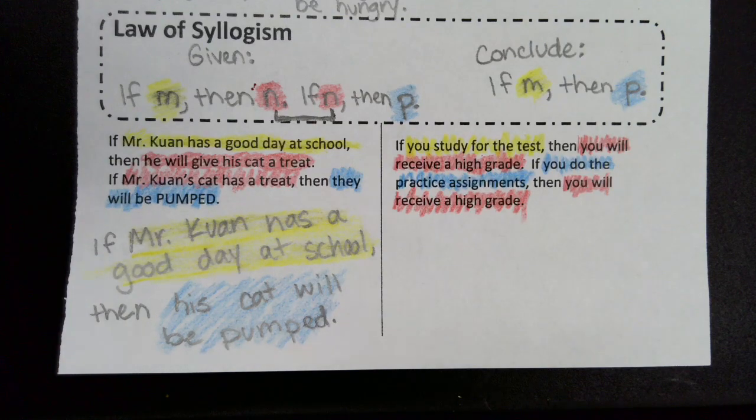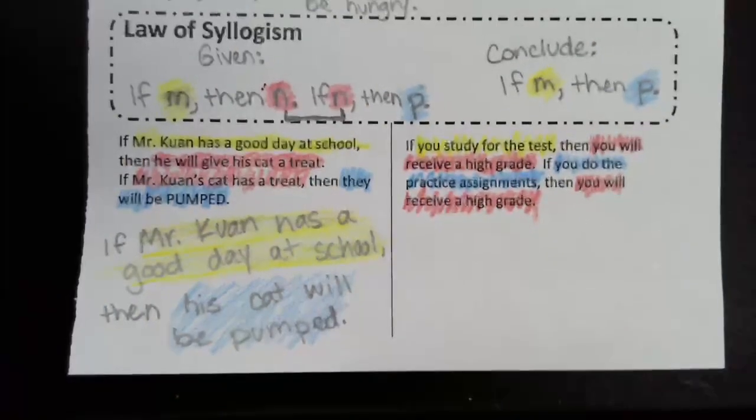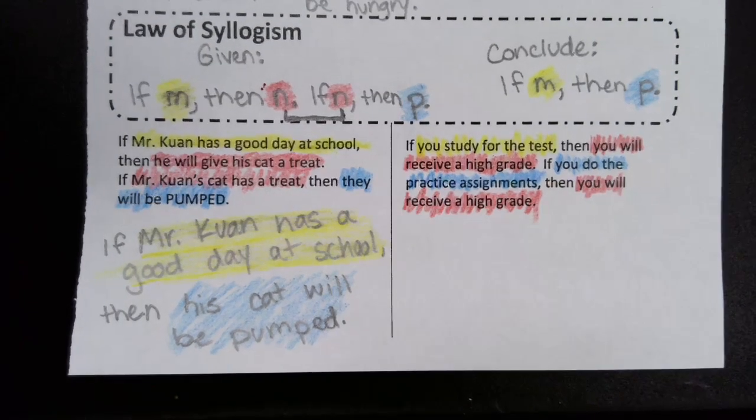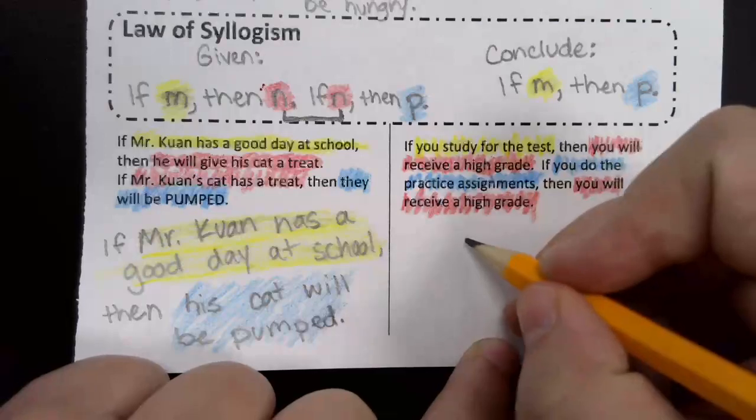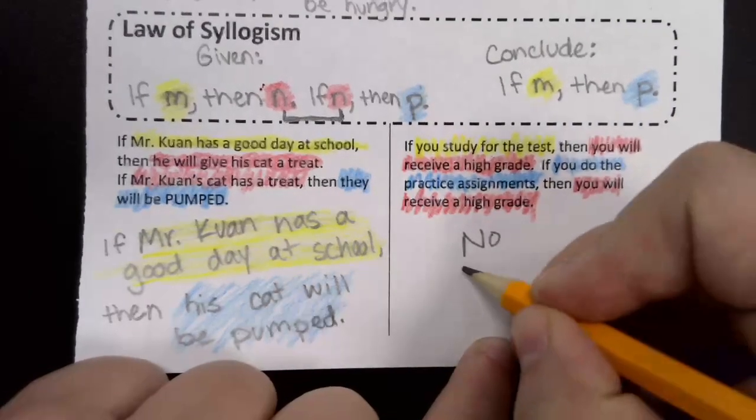So is it like that storytelling where we can say you studied for the test, then that means you did the practice assignments? No, maybe. They might be connected, but they're separate here. So can we come up with a valid conclusion? Can we come up with a new statement? No. So in this one we say no and we use that word valid.